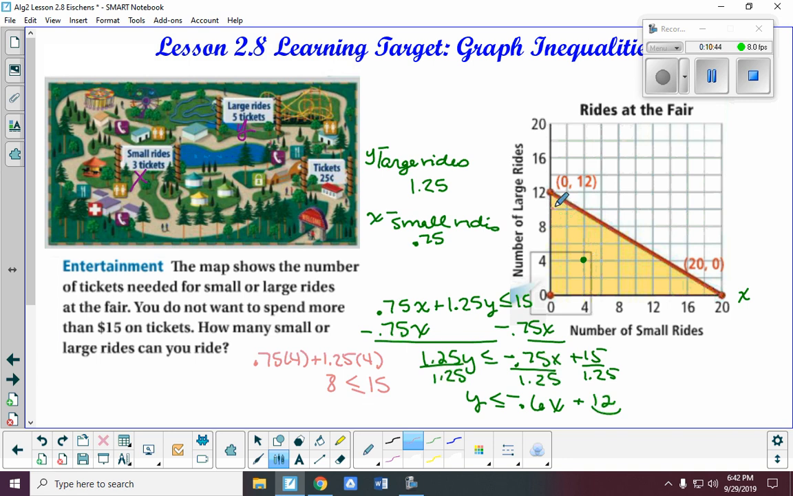So any of these combinations, so if we went on 0 of the small rides and 10 of the large rides, well, 10 of the large rides would bring us to 12.50, which is less than 15. So this gives us all of the different combinations of rides that we could go on.